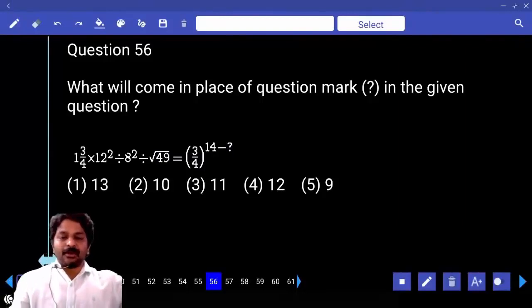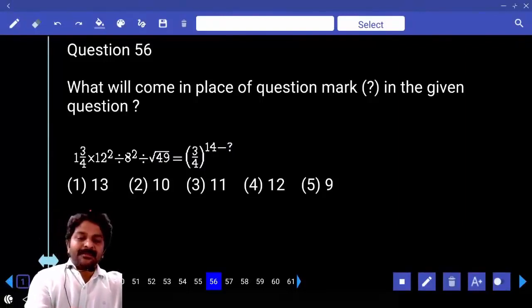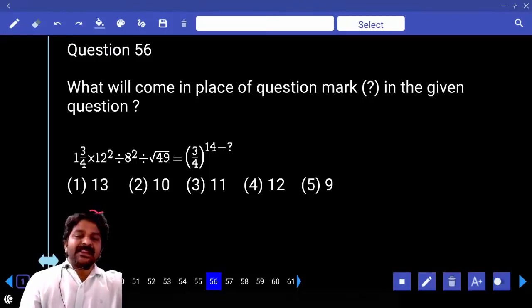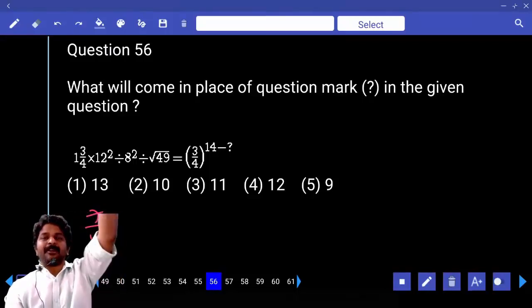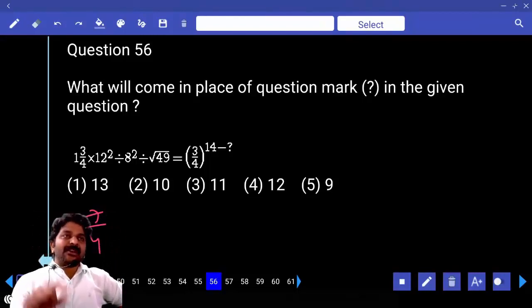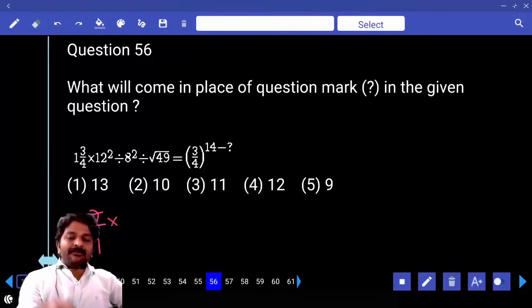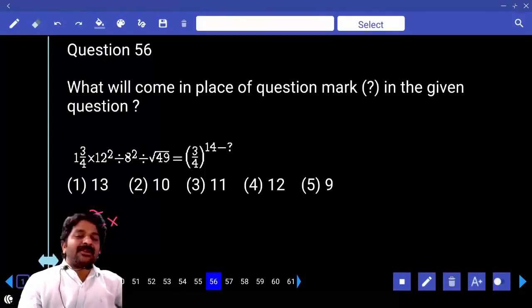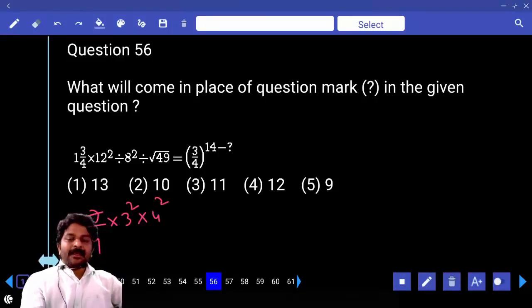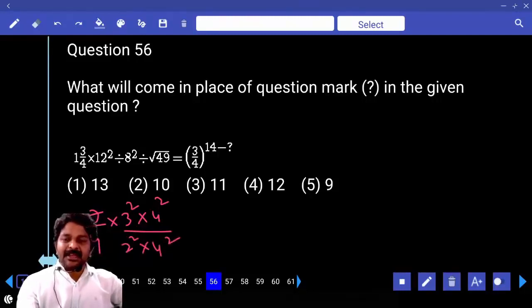Come on, 1 3 by 4, 7 by 4. Look at the right hand side number. That is 3 by 4 to the power of 14 minus x, right? That means your numerator is going to be a multiple of 3 and the denominator a multiple of 4. So for that reason, I would like to write 12 square as 3 square into 4 square, divided by 8 square. I'll write it as 2 square into 4 square. Is that okay? Divided by the square root of 49, in the sense 7 only. Divided by 7 can be written as into 1 by 7.